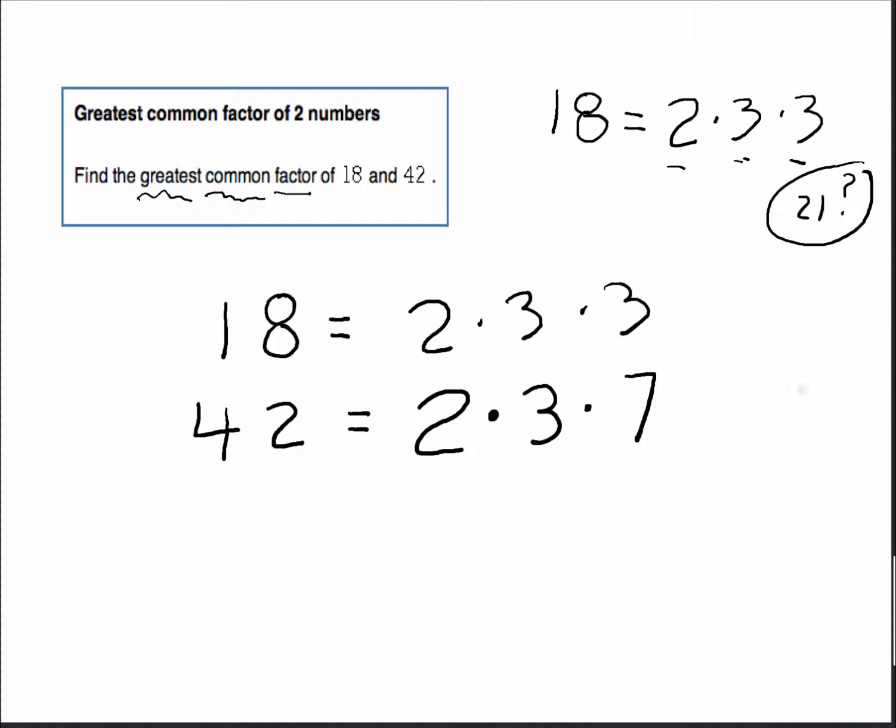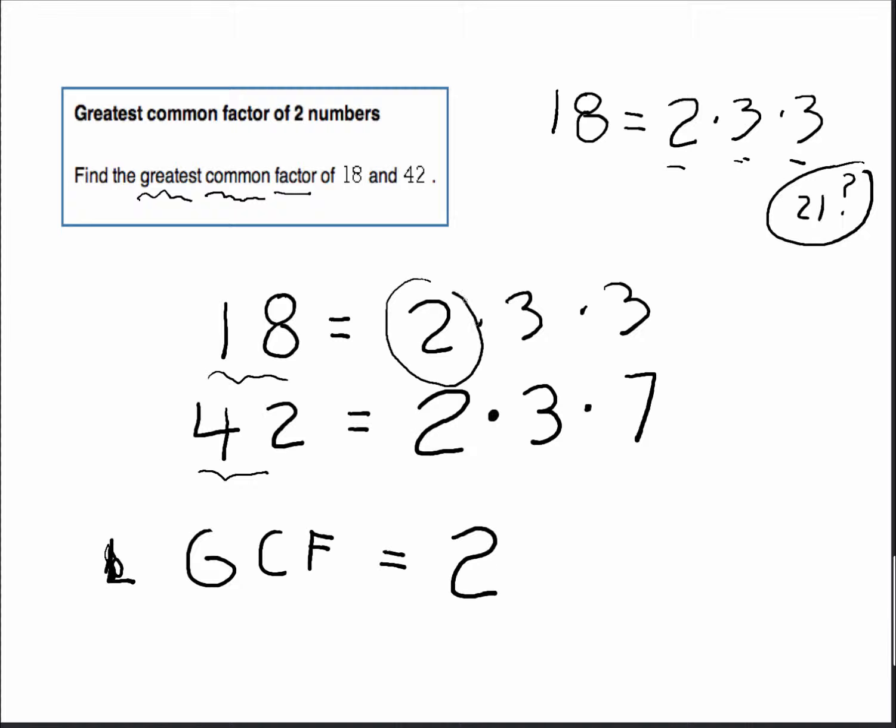Now that I have the factorizations of both 18 and 42, I can easily build what's called the greatest common factor. So it has to be a number that's both a factor of 18 and of 42. You do that by constructing it. You see 2 is a factor of 18 and 2 is also a factor of 42. So I can start with 2. And that took care of that and that.